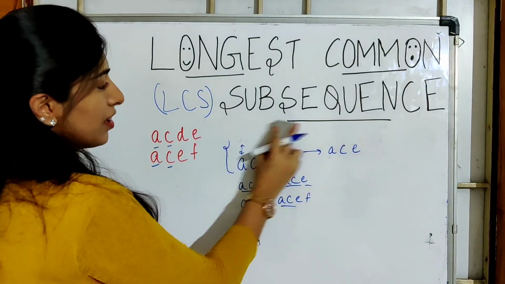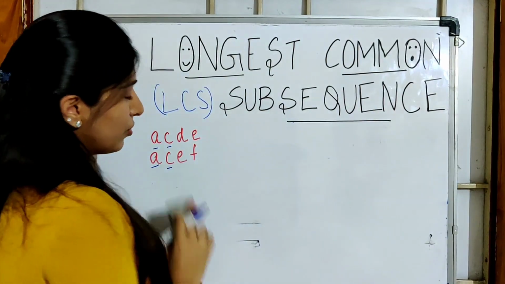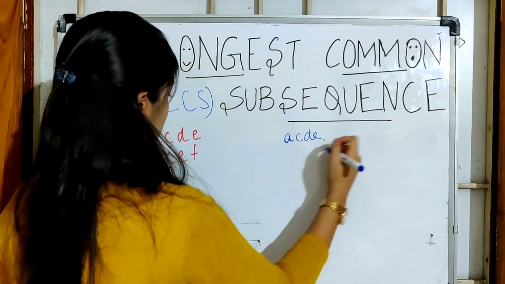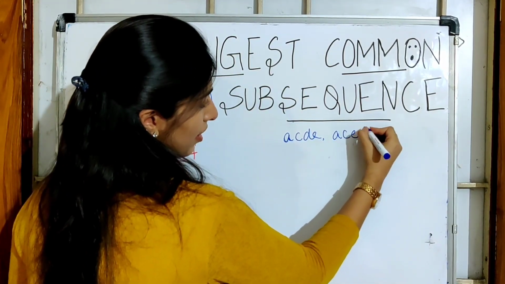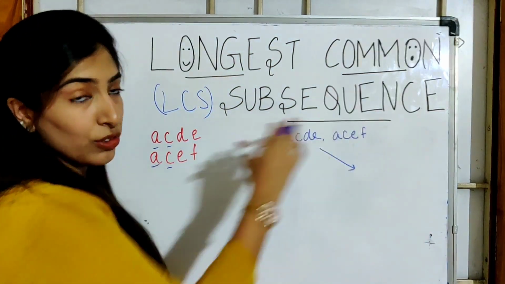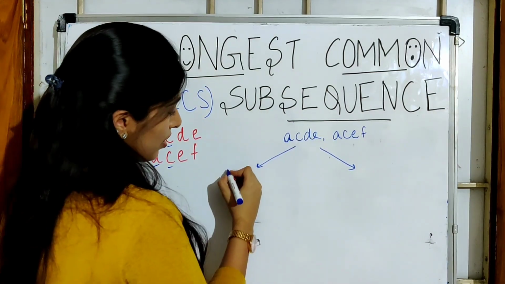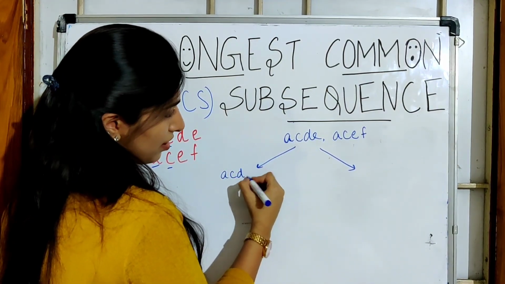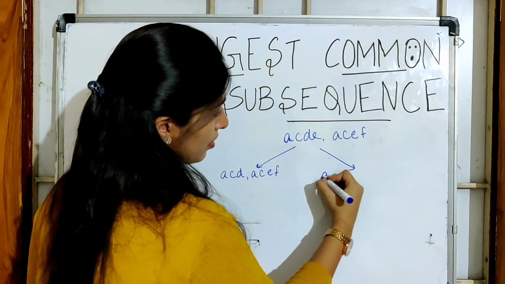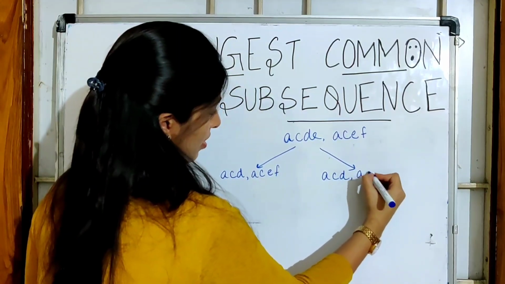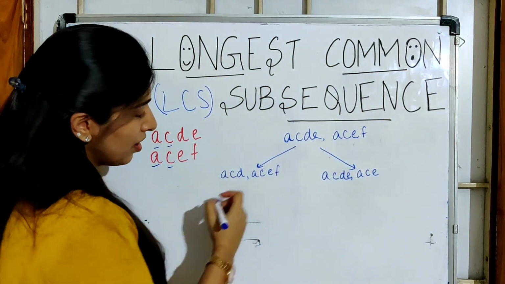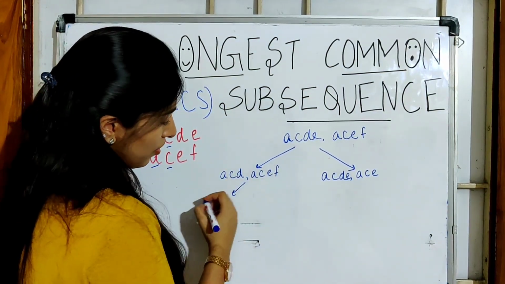So let me write all the sub-problems that we will have to solve this. So we have to find LCS of ACDE and ACEF, right? So this you can divide into two sub-problems. That is, if we do not include E, it will be ACD, ACEF. Okay. If we do not include F, it will be ACDE and ACE, right?